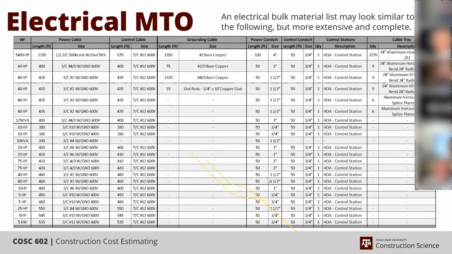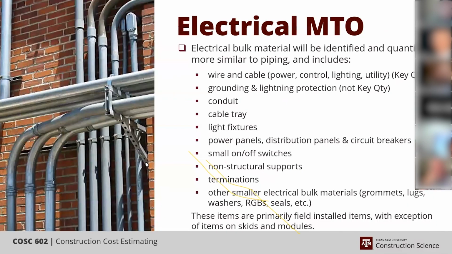But this is a pretty simplified list here. They may not have many more quantities than this as far as categories, but if this were a real job, it would be 20 pages of this instead of just 1. So what are some of the items that are to be included within an electrical MTO?